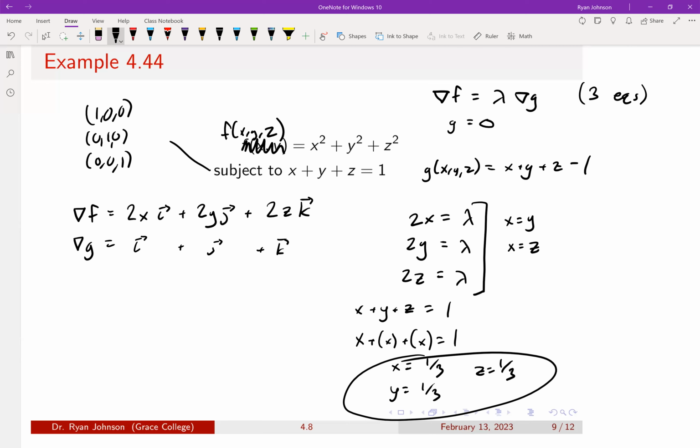But in this case, we would find that plugging in the 1/3, 1/3, 1/3 gives me 1/9 plus 1/9 plus 1/9, which becomes 1/3. So that minimizes it, whereas plugging in any of these points would maximize it and give 1. All right. Any questions on that? Well, that completes that example. We only have one more example to go.